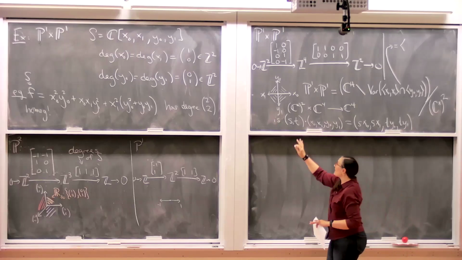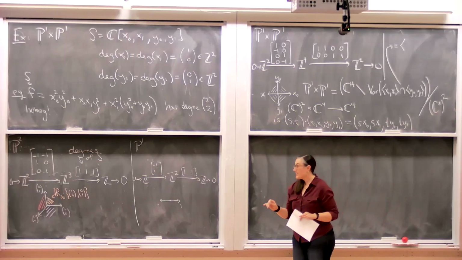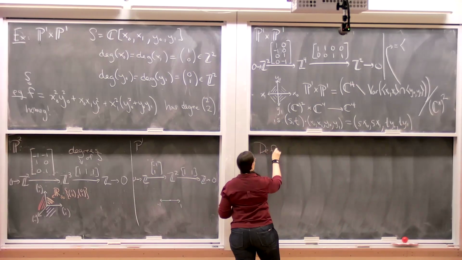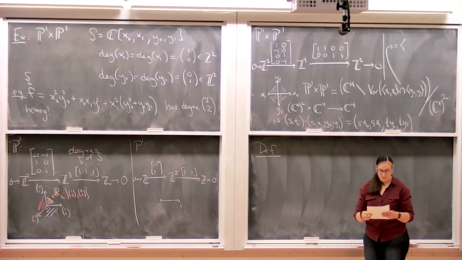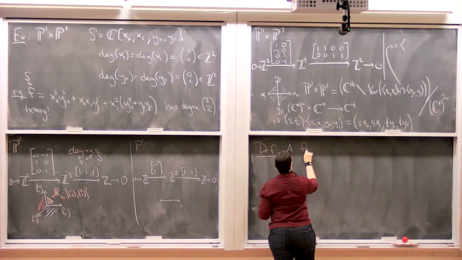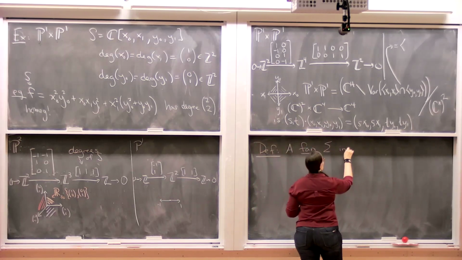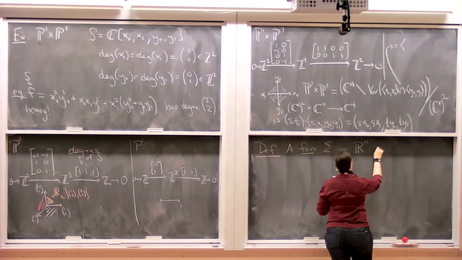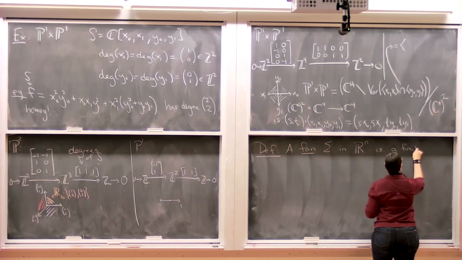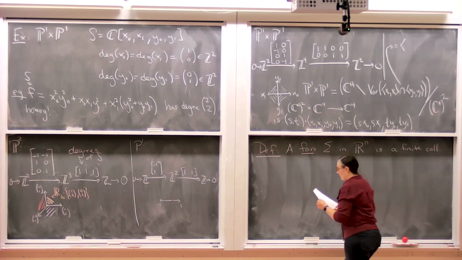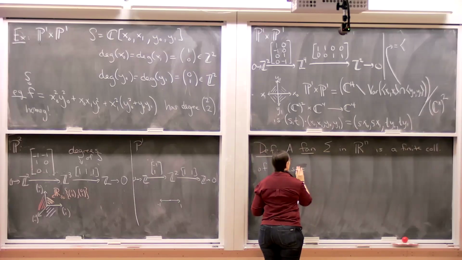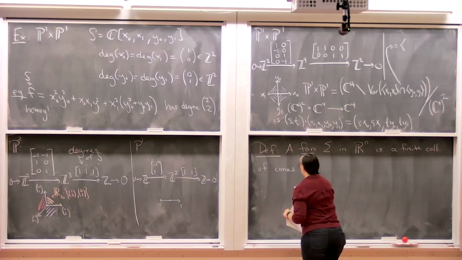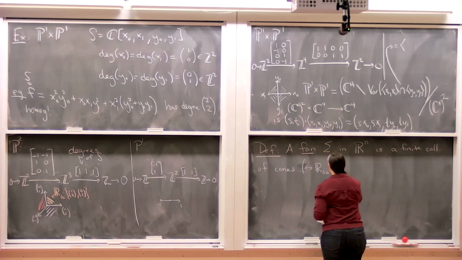All right, so what is this object? This object is called a fan, and I'm just going to briefly define what that is. Our fans today on the board will be in 2 dimensions, but you can certainly do this in higher dimensions as well. Okay, so a fan sigma in Rn is a finite collection of cones, right? So these cones are these non-negative spans of some vectors.